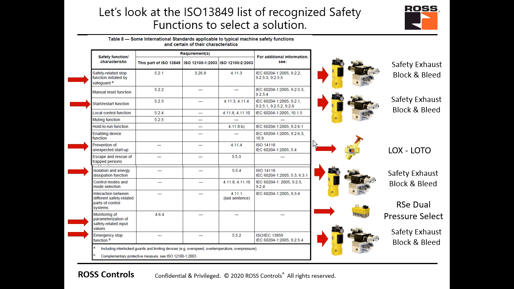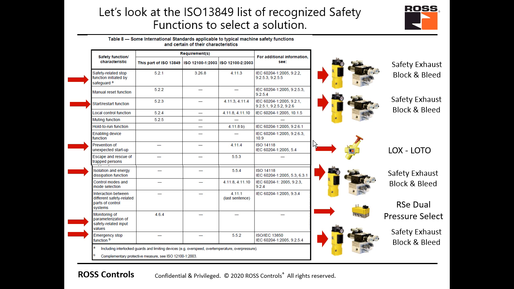And if we start looking at ISO 13849 as our design standard, there is a published list of safety functions in Table 8. There are a number of functions, and just on this simple welder, let's look at what might be possible. We talk about a safety-related stop function that's initiated by a safeguard.